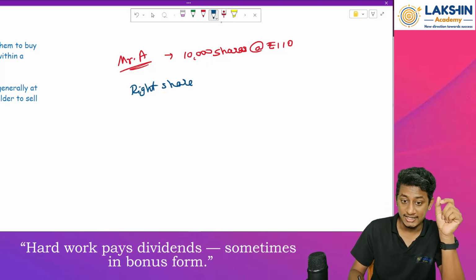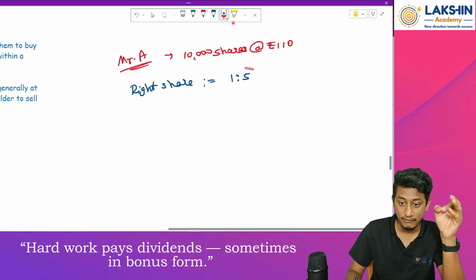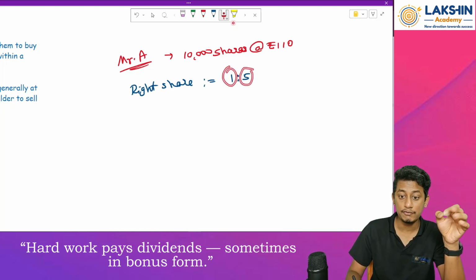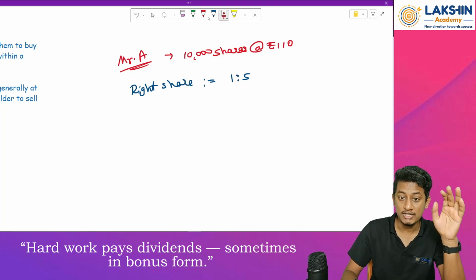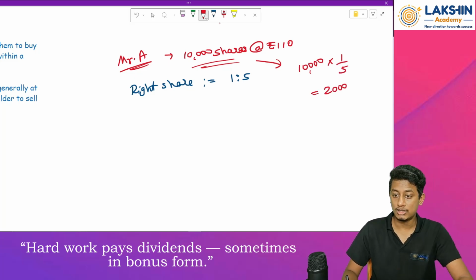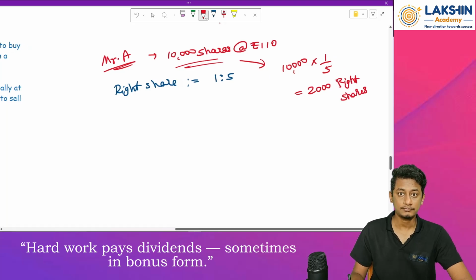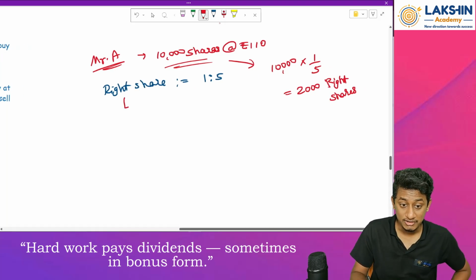Now this right says, we will give you the rights shares in the ratio of 1:5. That means for every 5 shares held by you, we will give you one new rights share. So how many rights shares will this guy receive? He will receive 10,000 into 1 by 5, equals 2,000 rights shares. Clear with this? Now comes the question, what is the value of the right?